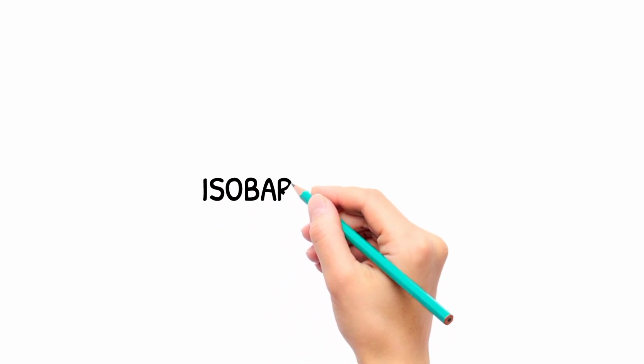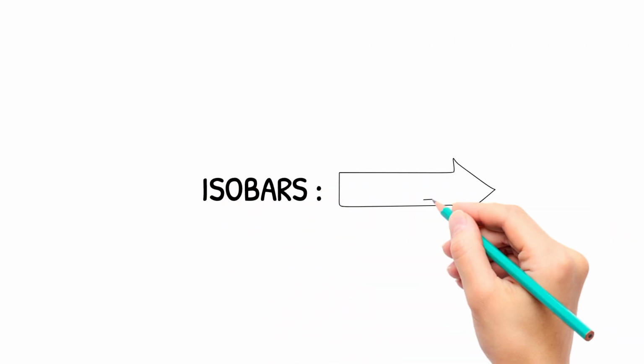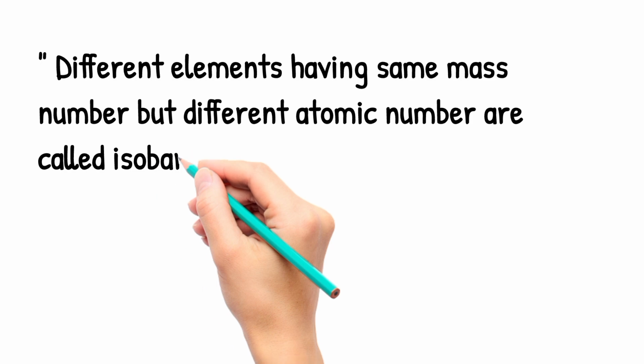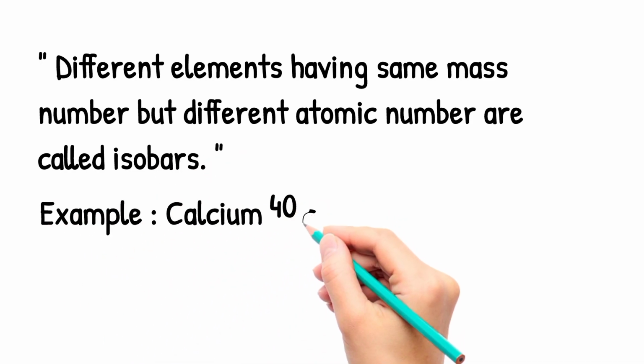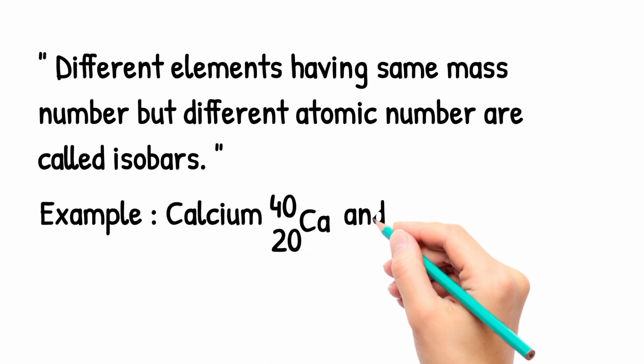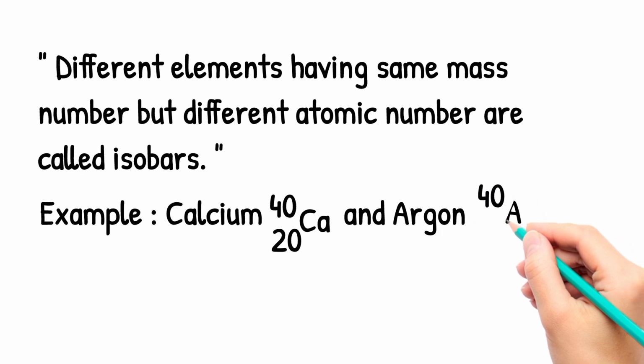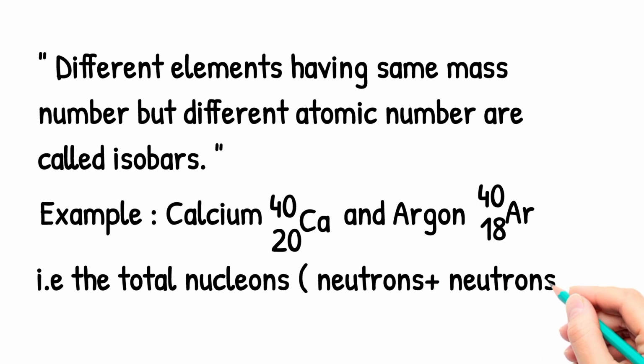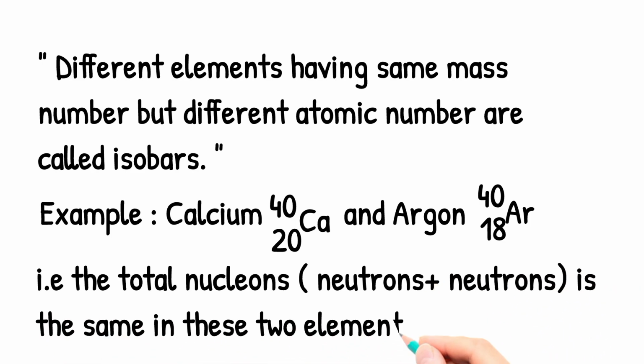And the last topic which you have in your NCERT is the topic of isobars. What are isobars? Different elements having the same mass number but different atomic number are called isobars. For example, calcium and argon. The total nucleons, that is the sum of protons and neutrons, is the same in these two elements.